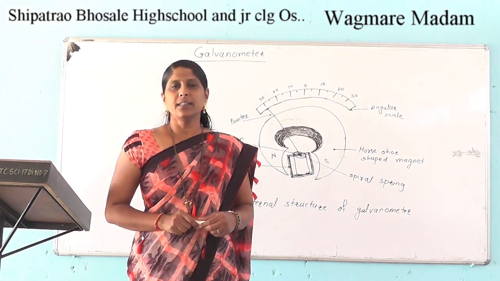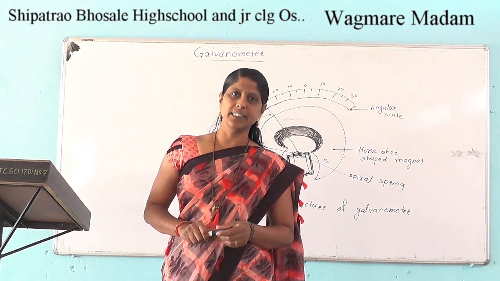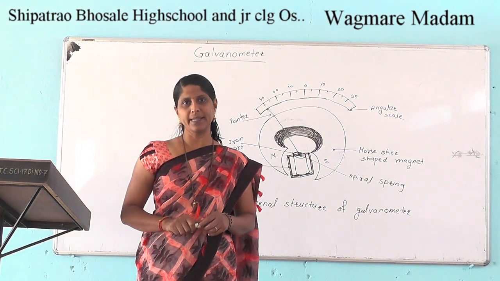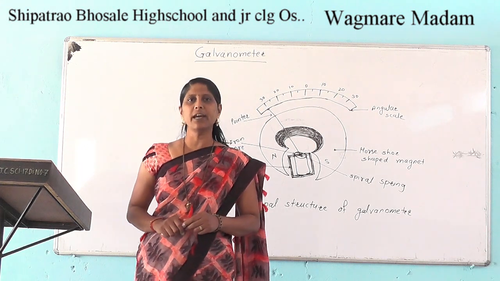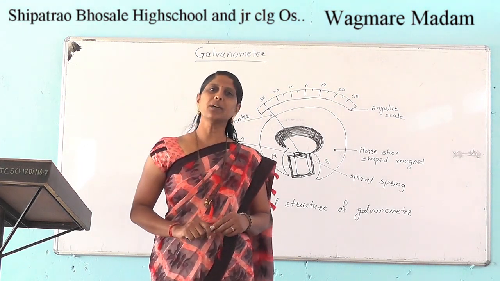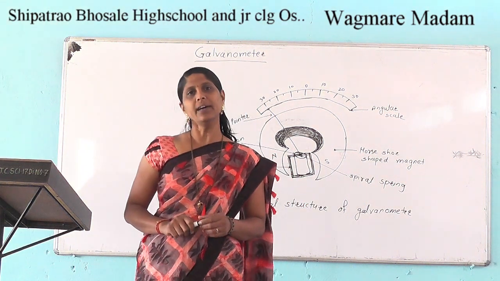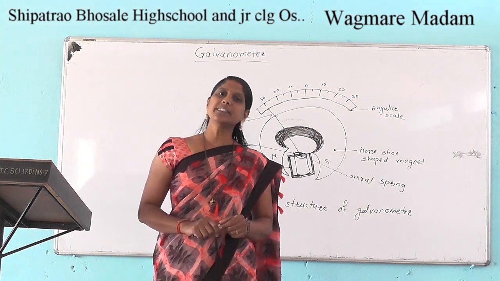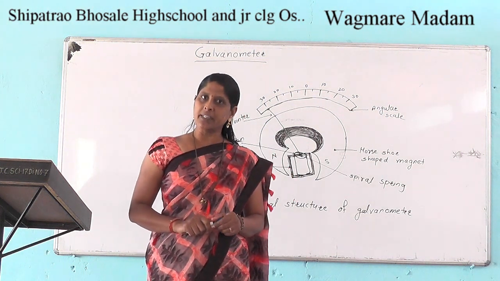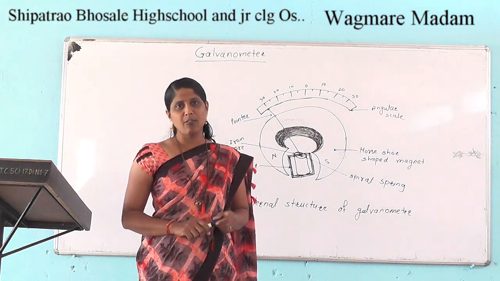In electrical devices, there are so many devices which are used for practical purposes. We know the voltmeter. A voltmeter is a device used to measure the potential difference across any component in the electrical circuit. Then the ammeter. An ammeter is used to measure the current in an electrical circuit, as well as a galvanometer.